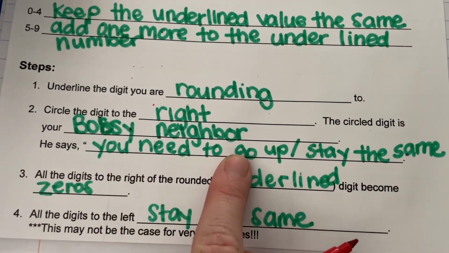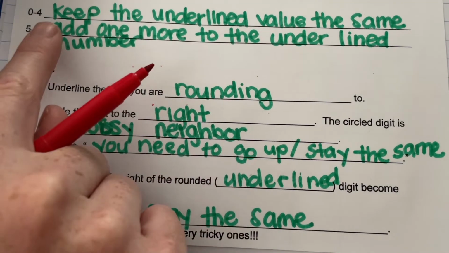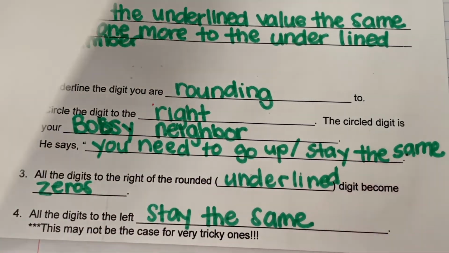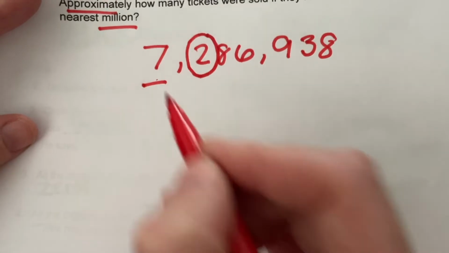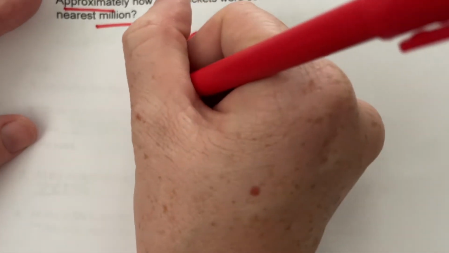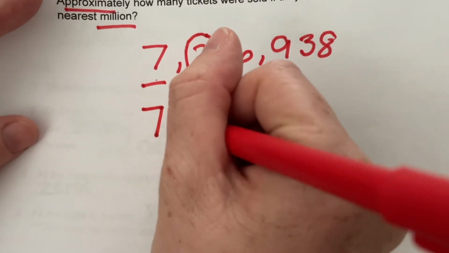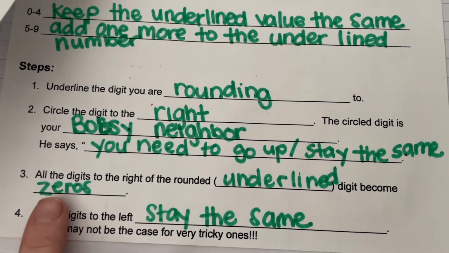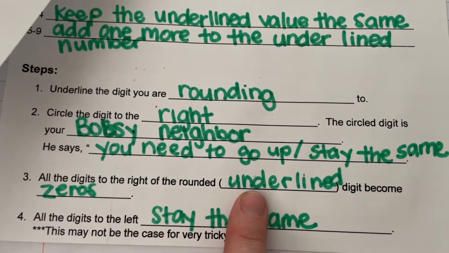Is he going to say to go up? No, because it's in between 0 to 4. So I need to stay the same. So this number stays the same, so it becomes a 7. And then all the digits to the right of the underline.